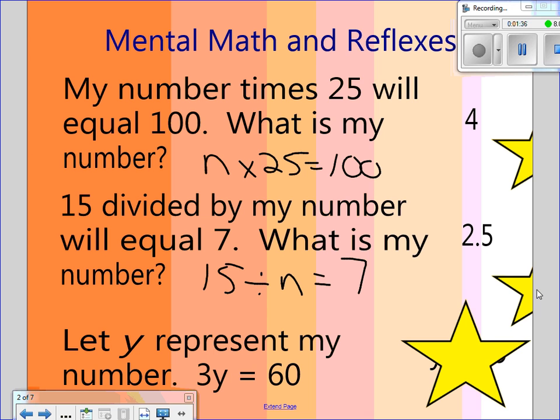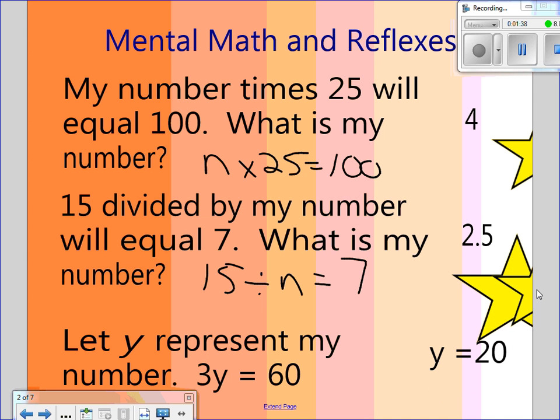3 times 20 equals 60. Remember that, because you're going to be seeing that a lot here in the future. And it's very easy. A lot of times kids just want to put a number right next to it to try and get to 60, and you're kind of confused on how to do that. Makes sense. All right, let's get on an airplane now.